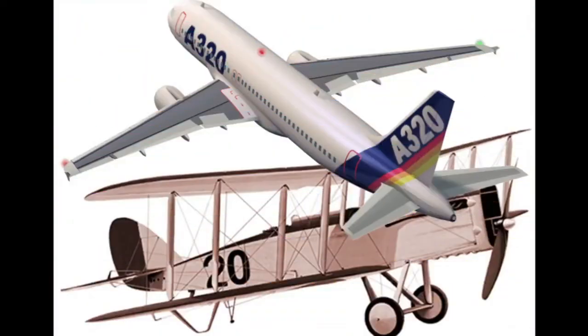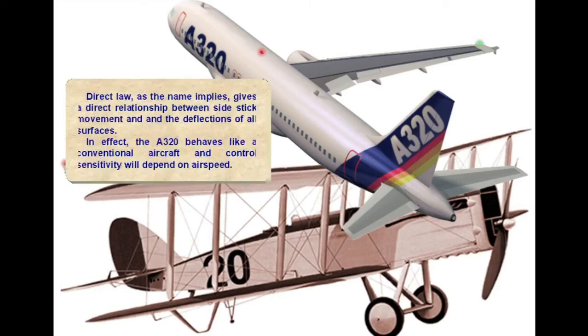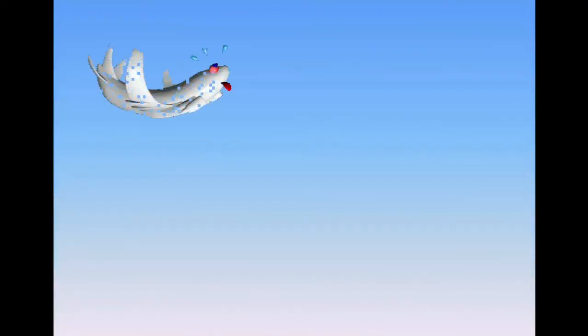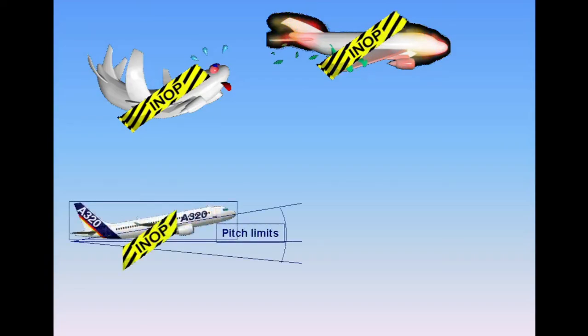Direct yaw, as the name implies, gives a direct relationship between side stick movement and the deflections of all surfaces. In effect, the A320 behaves like a conventional aircraft, and control sensitivity will depend on airspeed. In direct law, there are no protections available, although stall and overspeed warnings will sound at the appropriate speeds.